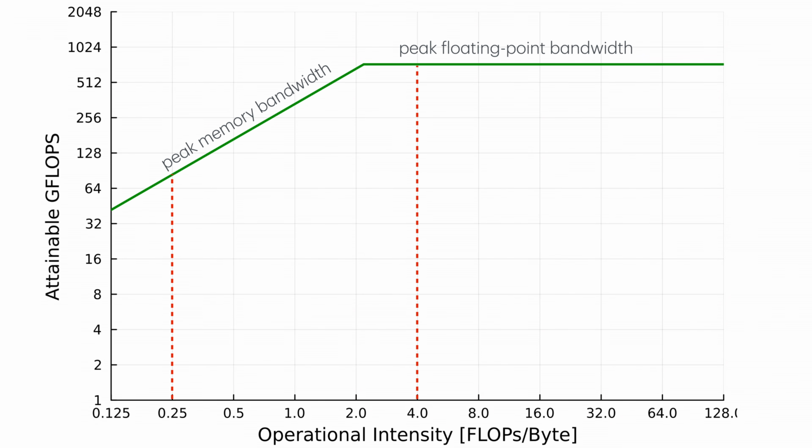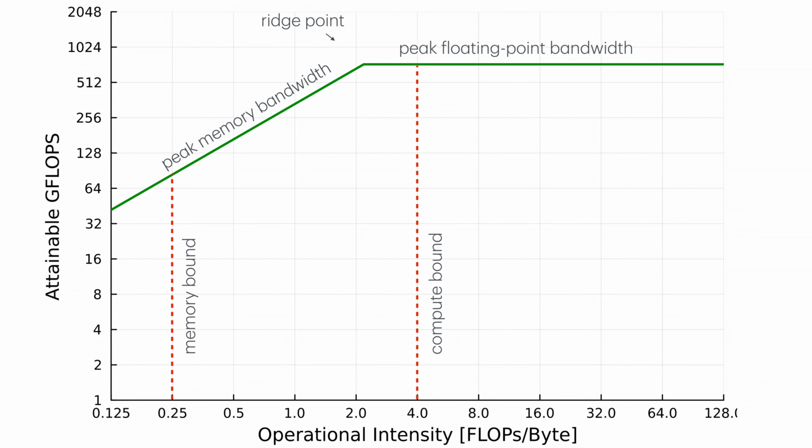If the vertical line hits the flat part of the roof, we say that the problem is compute bound. However, if it hits the angled part of the roof, the problem is memory bound instead. In the picture, we can see two compute kernels. One with an operational intensity of 0.25 flops per byte on the left is memory bound, and the other with an intensity of 4 is compute bound.